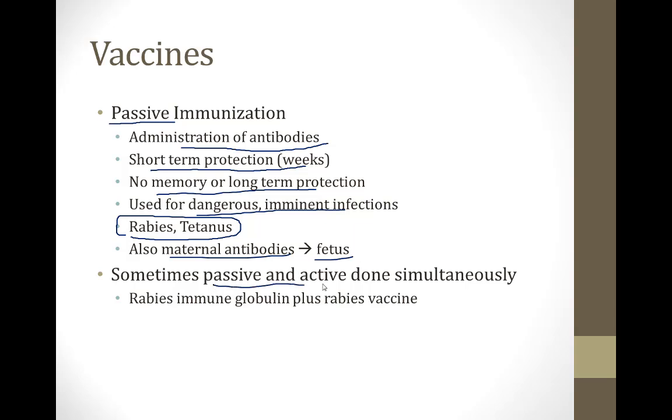And sometimes passive and active immunization are done simultaneously. So for example, if you think a patient might have been bit by a rabid animal, you will administer rabies immune globulin to try and neutralize any virus that might be inside the body. You'll also give the person rabies vaccine to generate memory and long-lasting infection. And that concludes our module on B cells.